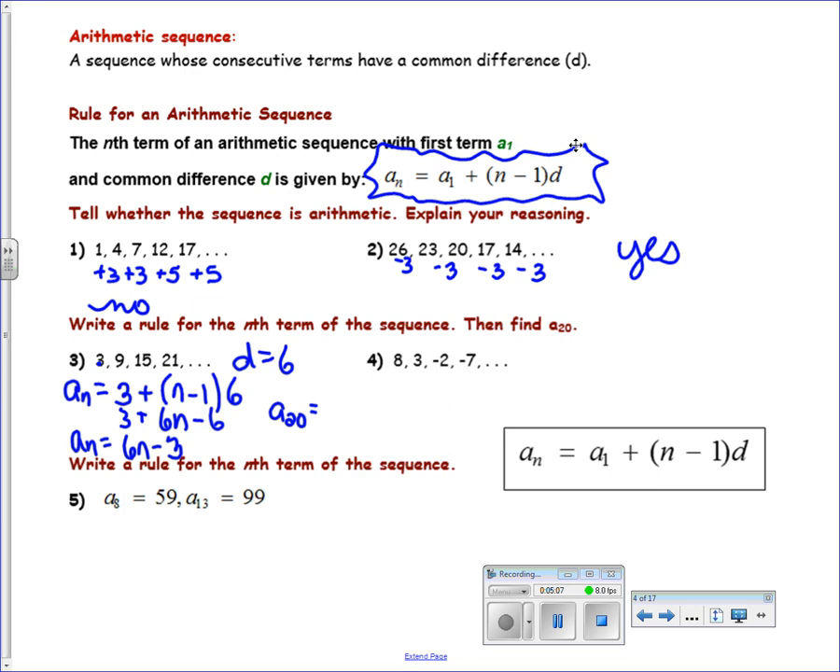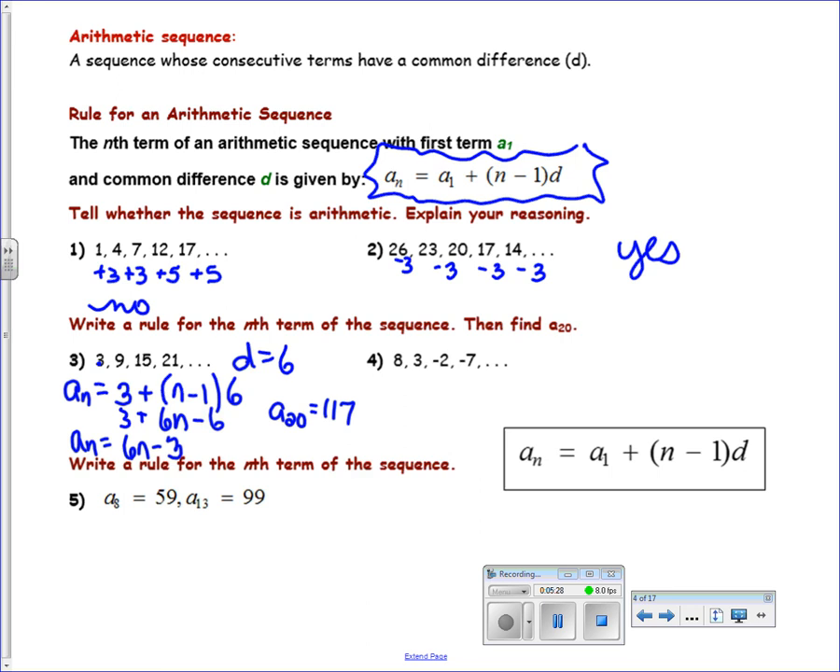So we did 6 times 20, which is 120, and then 120 minus 3. And so if you recall from yesterday, that's where we got that 117 number. For people who were gone yesterday, let me know if I'm going too fast. I'll slow down.